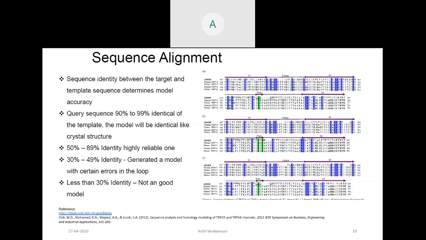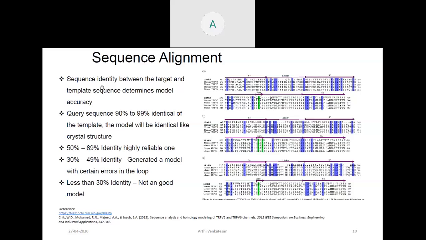If you're getting 30 to 49% identity, you need to redo it, because you may find errors in the loop. And if it is less than 30% identity, it is not at all a good model.